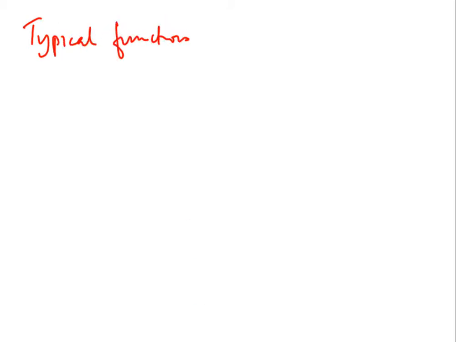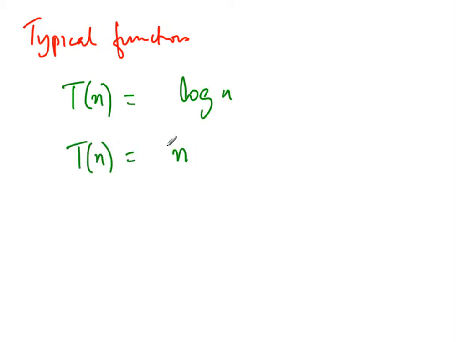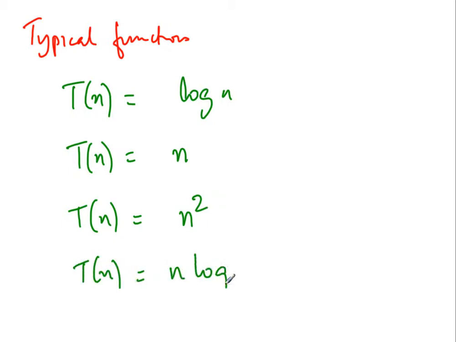We might be interested in looking at problems where t of n is something like log of n. It might be 5 log of n, it may be 1000 log of n, but so long as it's a constant, it doesn't matter as long as the operative part is log of n. Or we might be looking at t of n is n, which is linear in the input. Or we might be looking, as we saw last time, at things which are n squared, or something in between, like n log n, and so on. We will look at all of these and see how it matters in terms of efficiency.